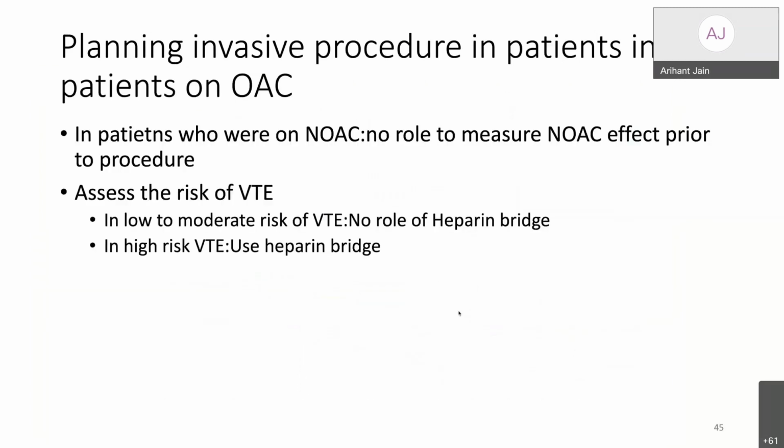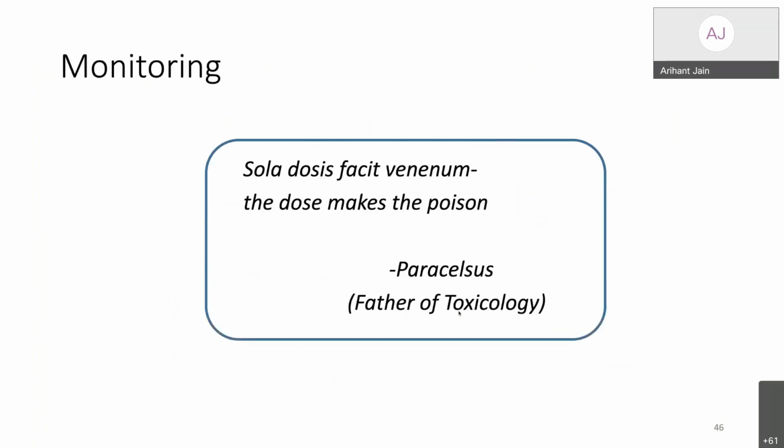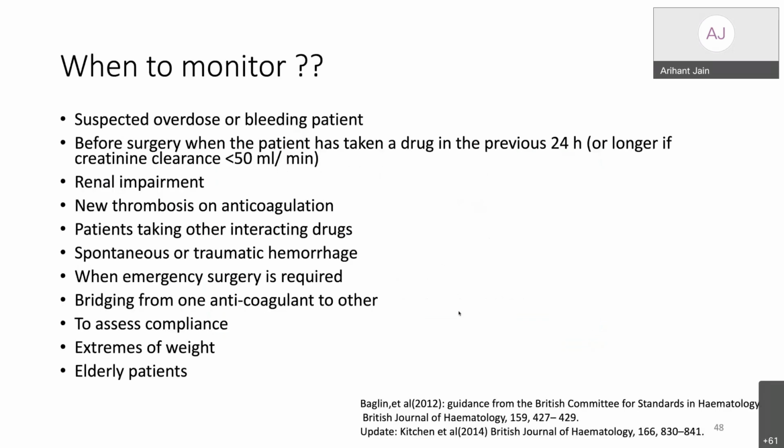So, planning the invasive procedure. Basically, you just stop the drug, and once the half-life is over, you can give the clearance for the procedure if it is an elective procedure. But if it is an emergency surgery, then we will have to reverse the drug. There can be two reasons when we need to reverse the drug. One is if the patient comes with an emergency bleeding, or if the patient requires an emergency surgery.